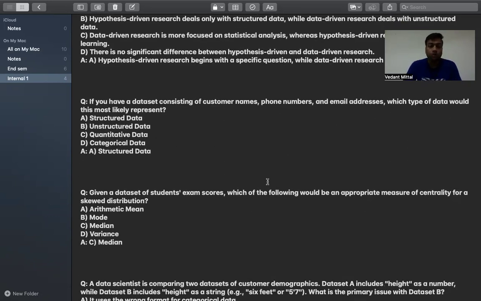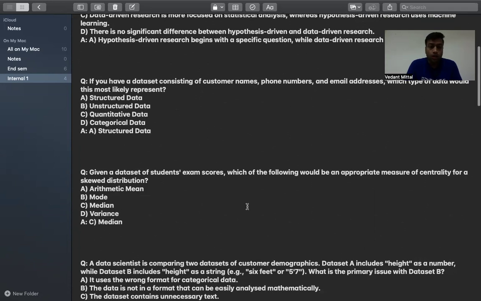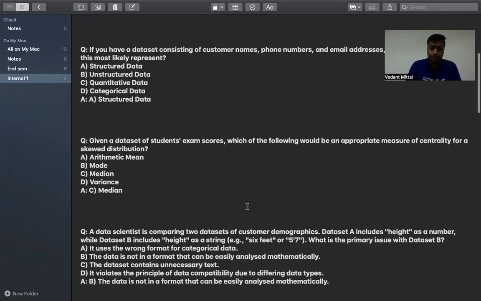Now, the next question is, given a data set of students' exam scores, which of the following would be an appropriate measure of centrality for a skewed distribution? So, the correct option is median, because if we use mean, there might be the possibility of outliers. And the variance also uses the mean. Variance also includes the involvement of mean in it. So, the best method is median.